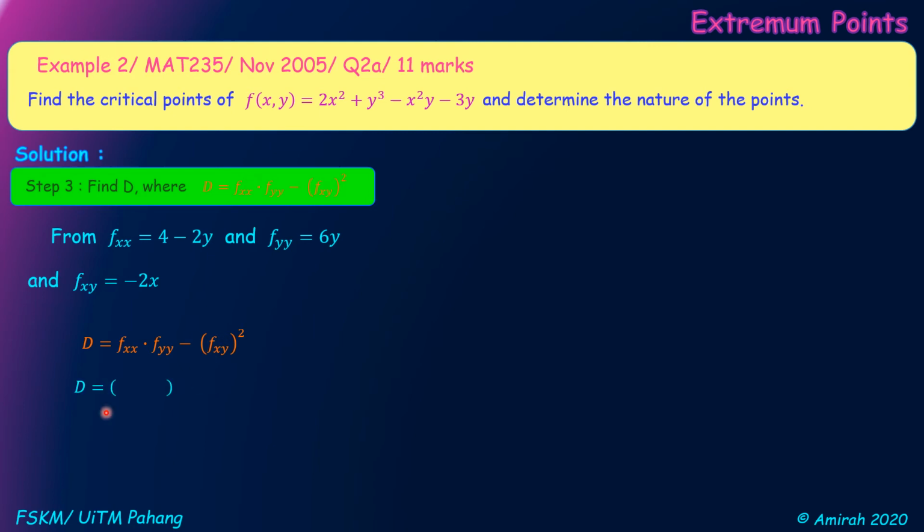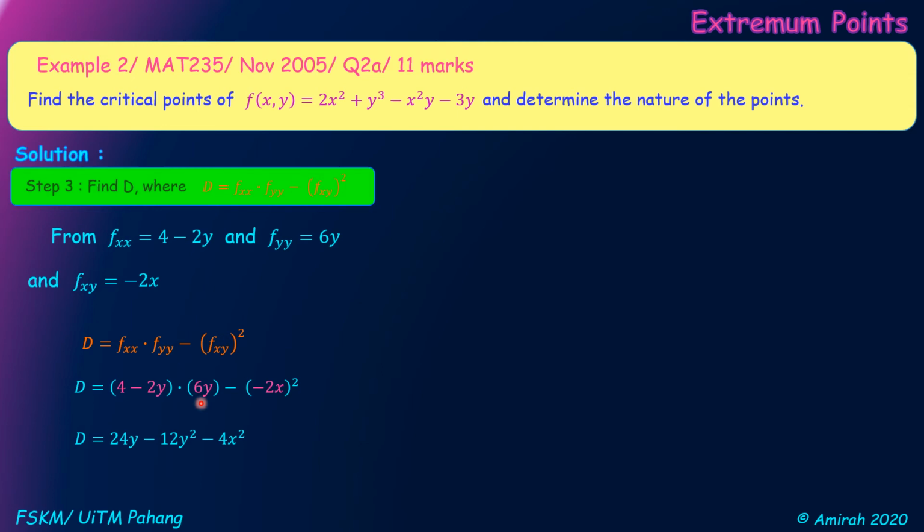Alright, D equals, we replace fxx by 4 minus 2y, and then times, we replace fyy by 6y, and then minus, we replace fxy by negative 2x here. Then we expand and simplify.